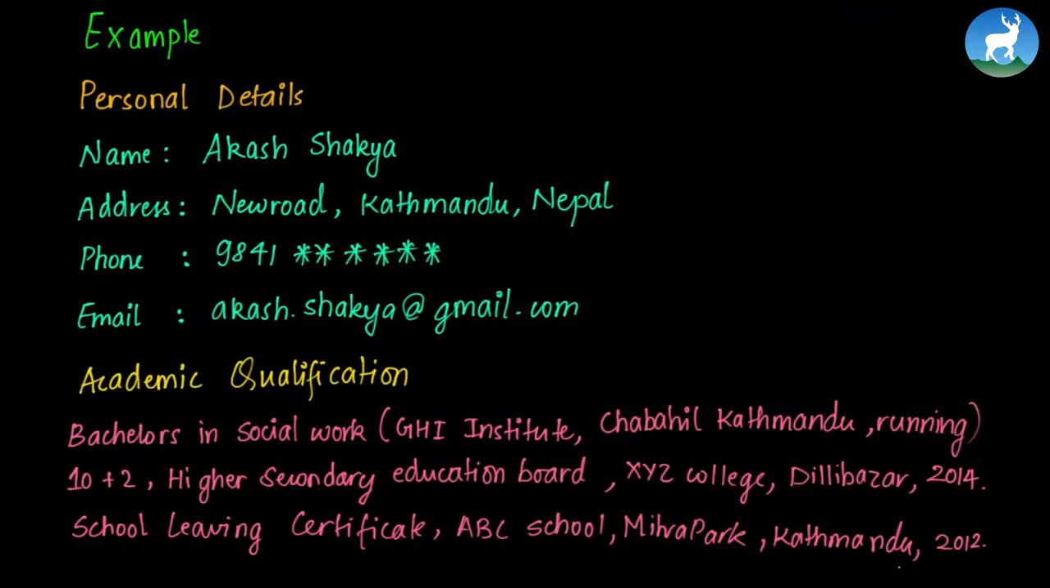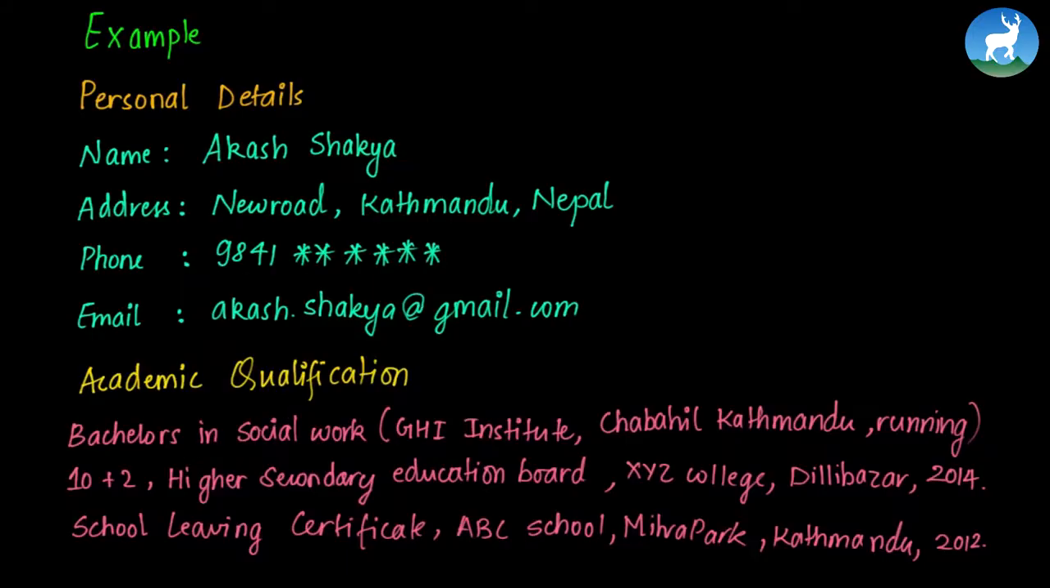Now we will write an example and understand how it actually works. So first we will list the personal details. And here we have listed them. So the name is Akankshya, and then the address, it's New Road, Kathmandu, Nepal, and the phone number and email address. And similarly, after that, we go towards the academic qualification.